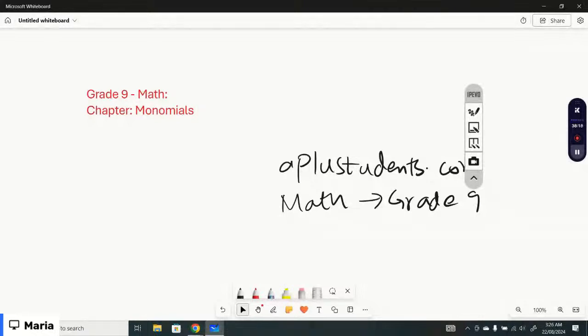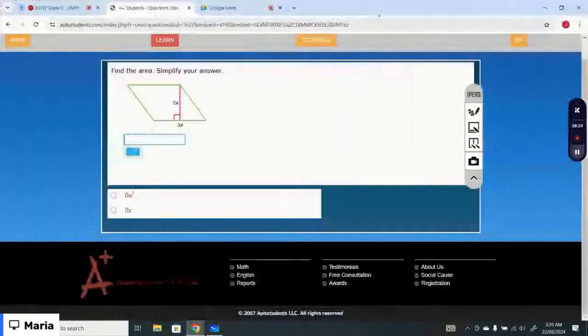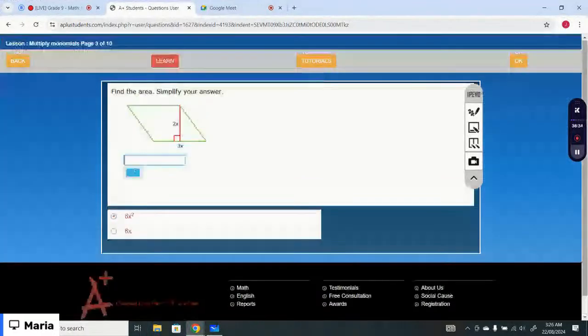The correct option is 6x square. Option number 1 is the correct option. That is 6x square. 3 times 2 is 6, and when you multiply the same variables, their powers are added, so that is 6x square.